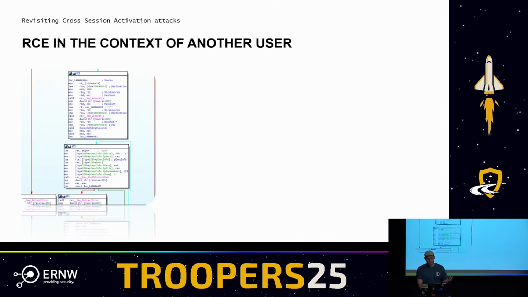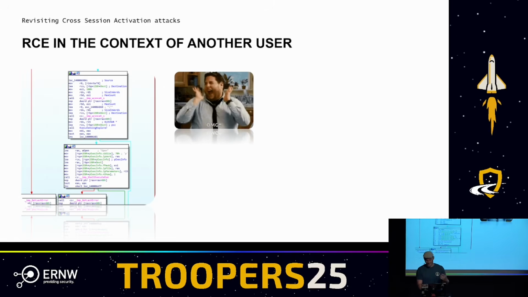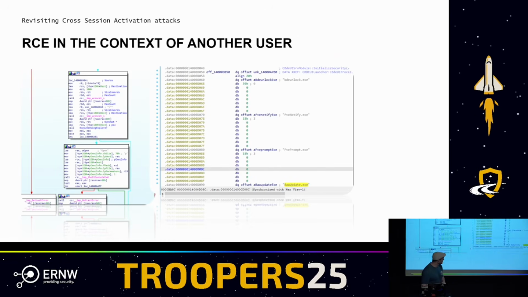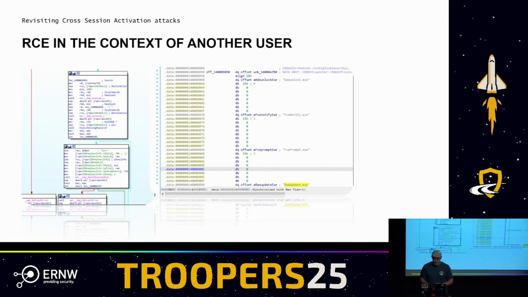I was wondering, is this really influenced by the input parameter? Can we really define what is being spawned here? And as my reversing skills are, I would say, limited, I'm not super good at reversing, I went to a colleague of mine, Sven Rath, so credit to him at this point, and told him, hey, I have a potential new lateral movement technique.